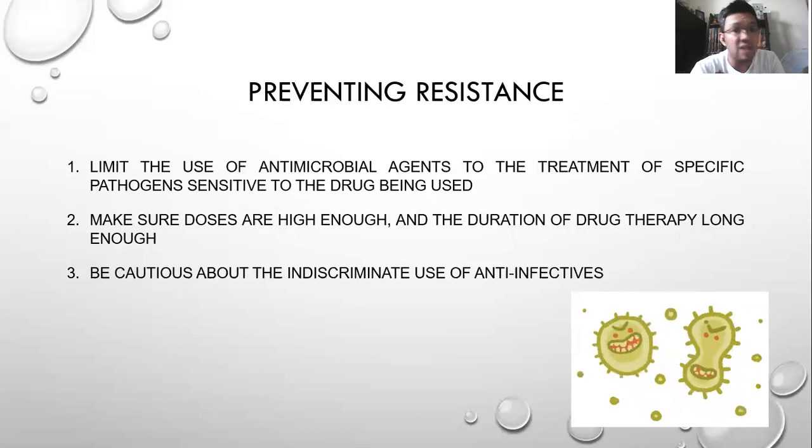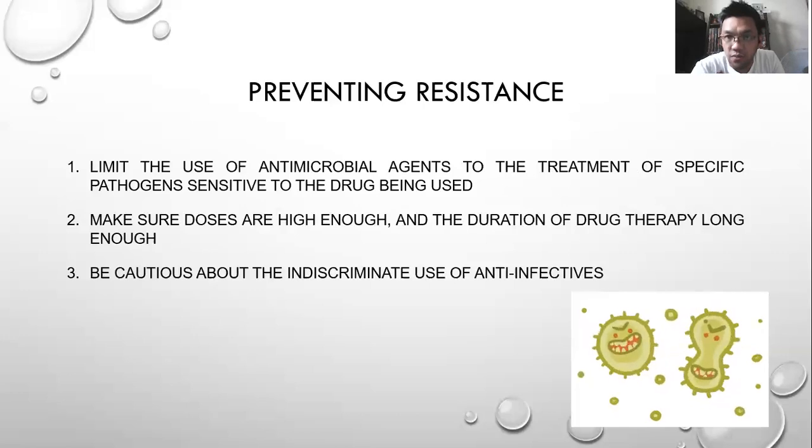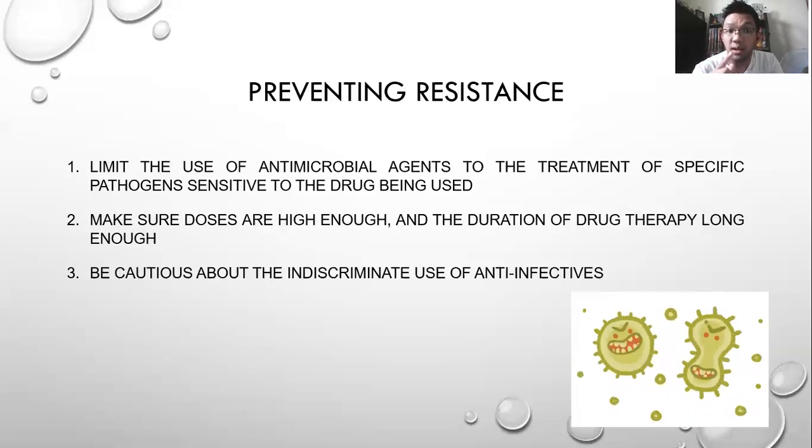Because how is that antimicrobial going to kill the microorganism if it is not intended for that microorganism? Number two, make sure the doses are high enough and the duration of drug therapy is long enough. So the doctors should calculate the drug dosage based on the patient's weight. That is very, very important here.